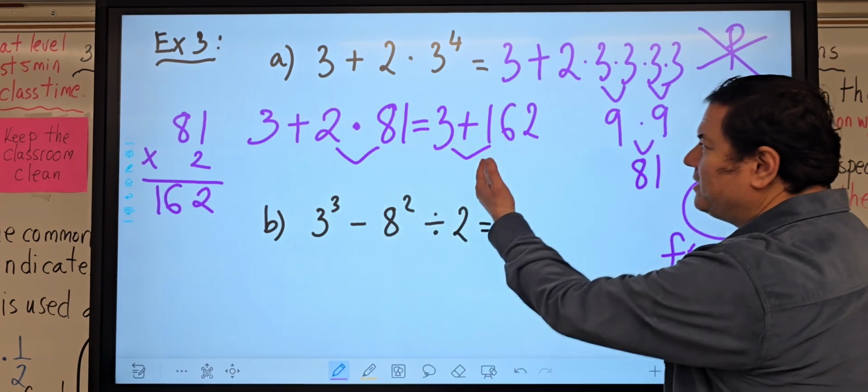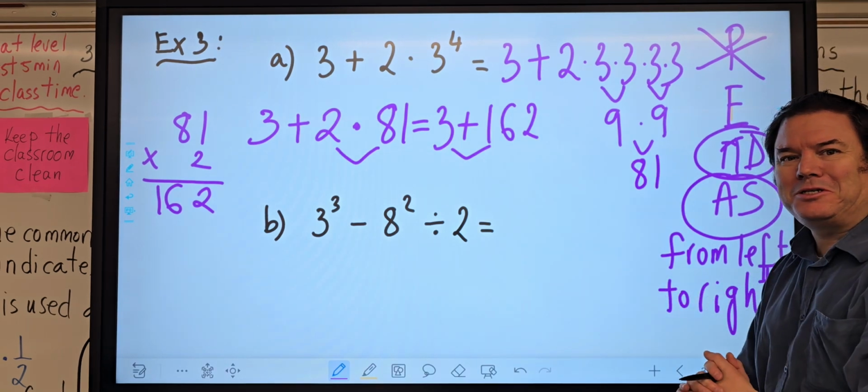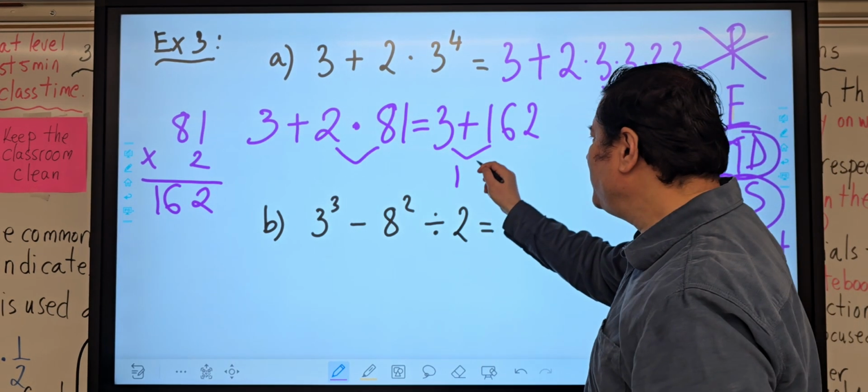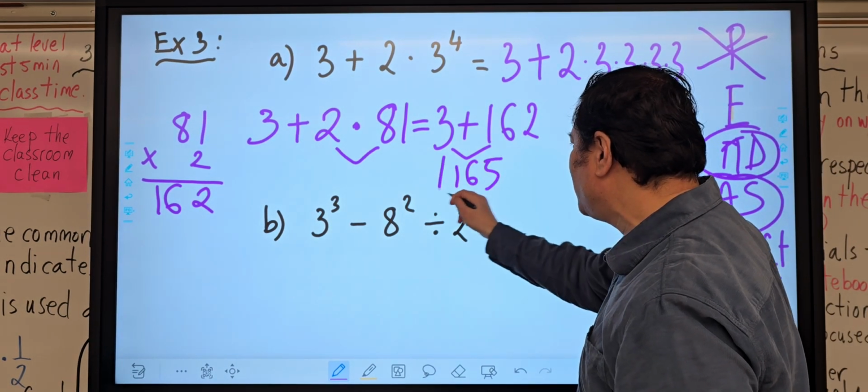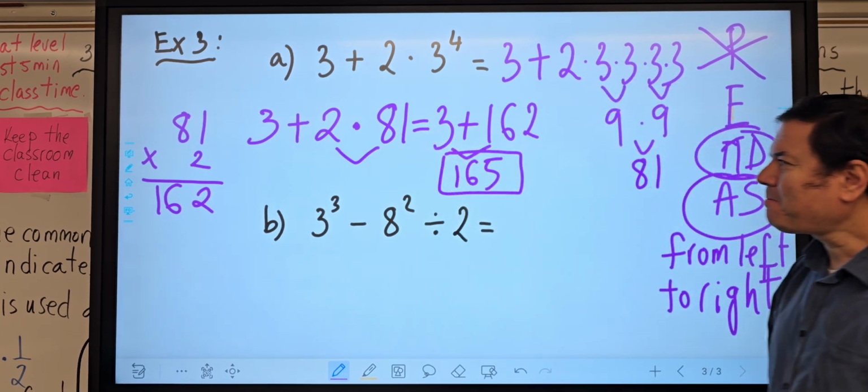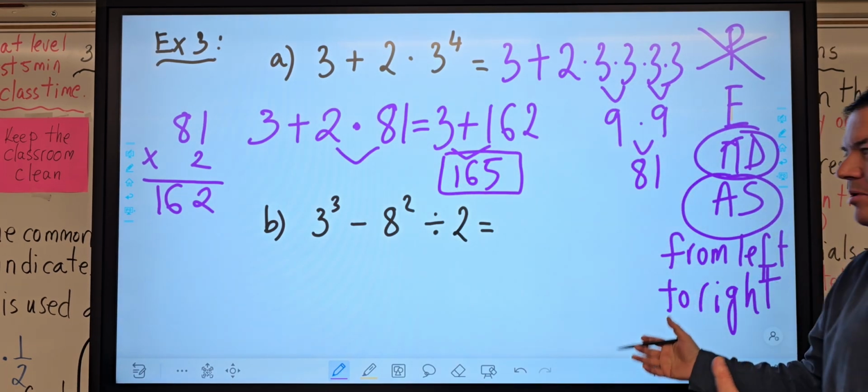And finally, if we add 3 plus 162, we get 165 as our answer. Let's continue with our last example here.